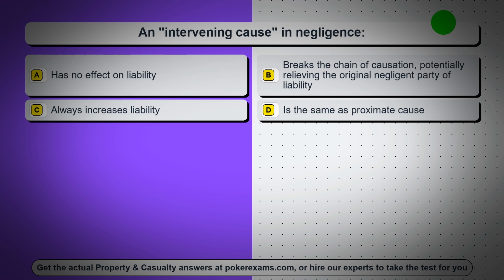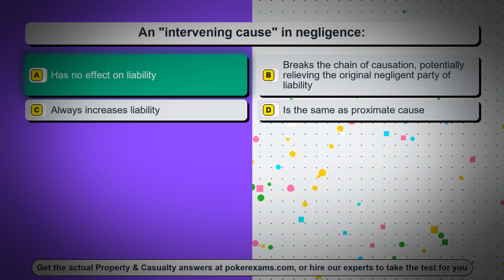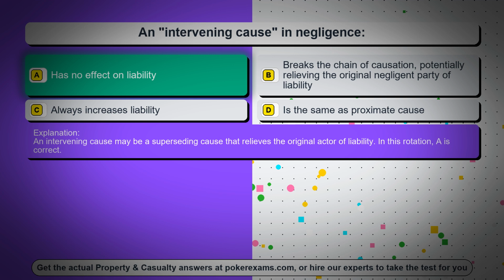Question 86. An intervening cause in negligence: Option A, has no effect on liability. Option B, breaks the chain of causation, potentially relieving the original negligent party of liability. Option C, always increases liability. Option D, is the same as proximate cause. The correct answer is option A, has no effect on liability. An intervening cause may be a superseding cause that relieves the original actor of liability. In this rotation, A is correct.